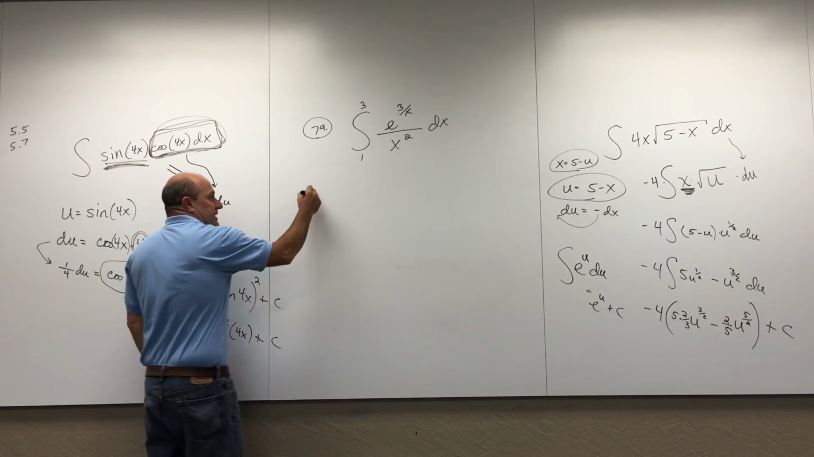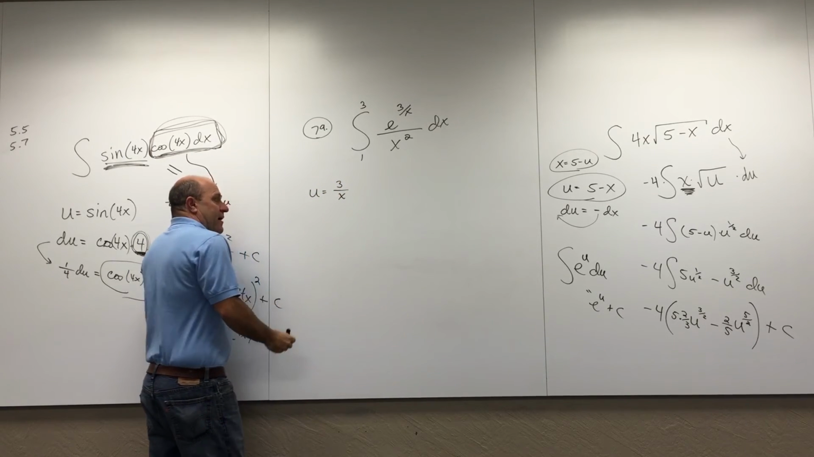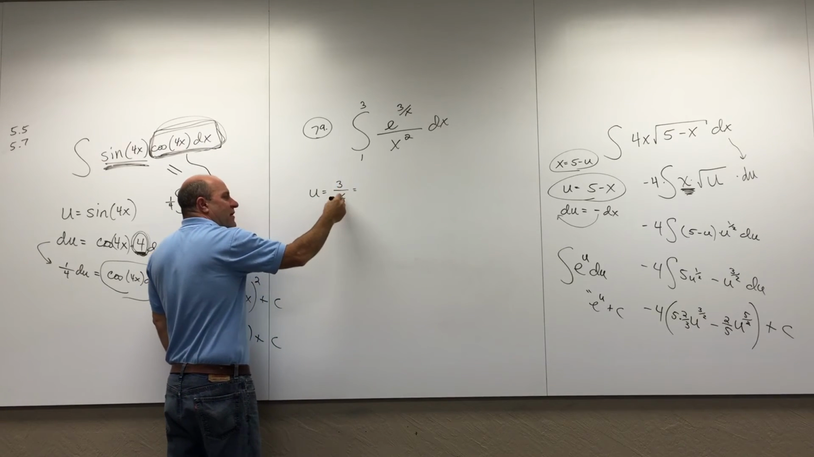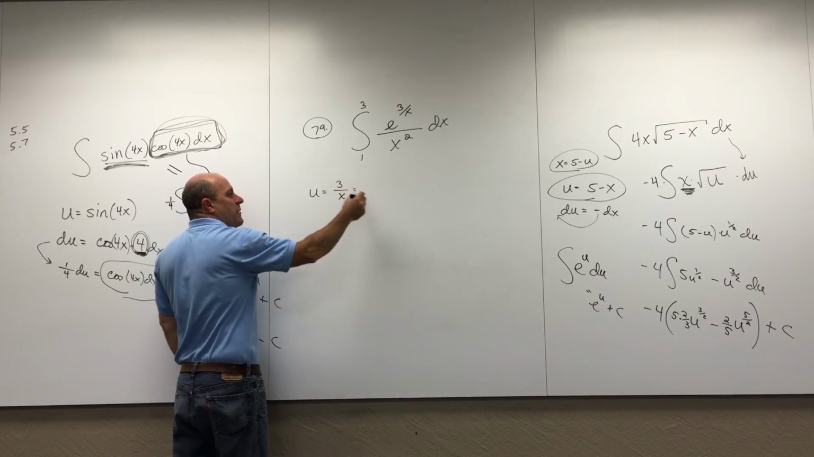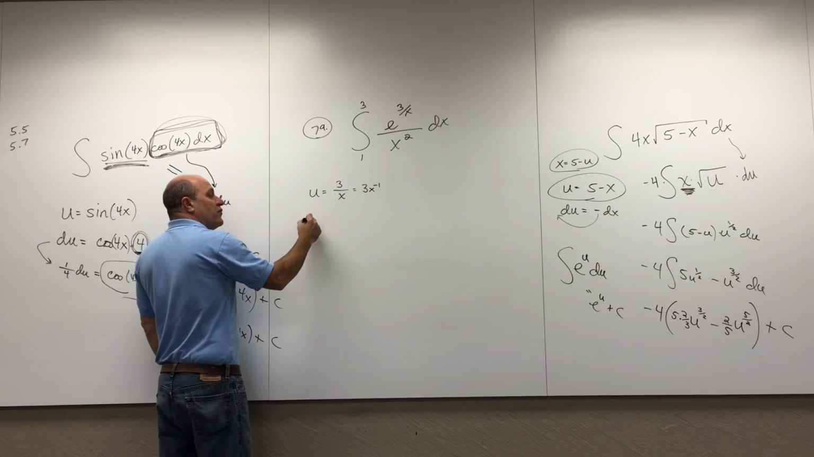So I'm thinking that my u should be that 3 over x. Now I've got to do this derivative. So hold on a second, this is bothering me. I'm going to move that x up and call it x to the negative 1. Is that okay with you? So now I'll do a derivative.